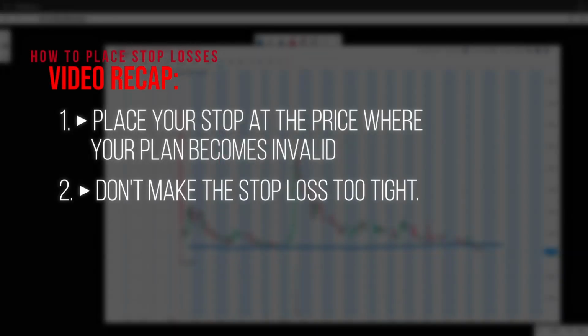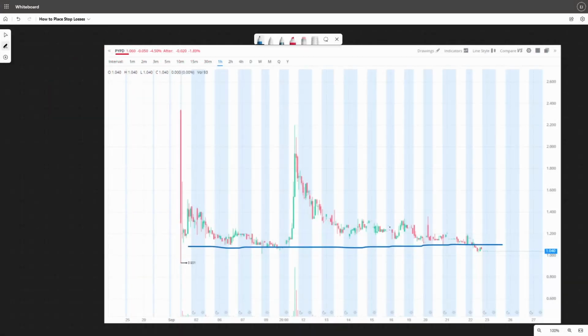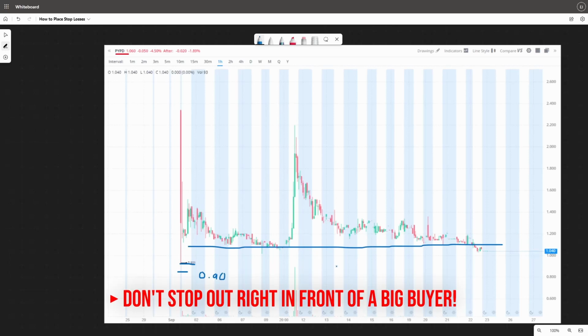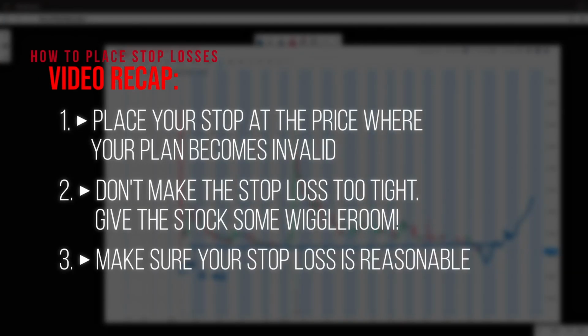Number two, you want to make sure your stop loss isn't too tight and you give the stock some wiggle room. So even though you can see the stock is bouncing multiple times at $1, you want to give yourself some wiggle room under 93 cents, maybe to around 90 cents, because remember what we said earlier, big buyers could step in and you don't want to stop out right before someone buys up the stock and makes the stock pump up again.